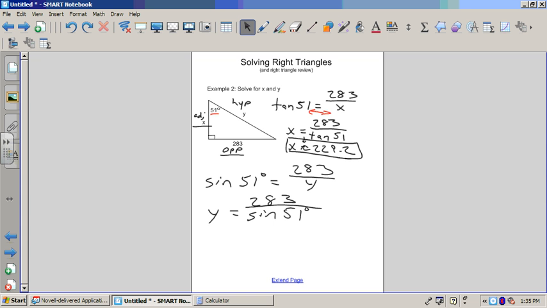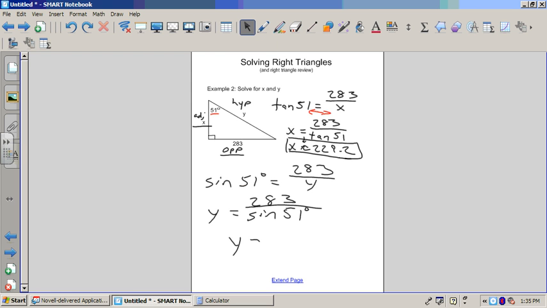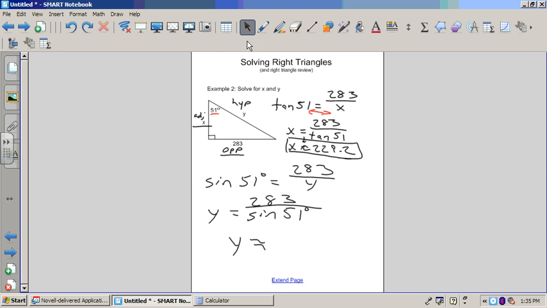Let's plug that in my calculator. Notice that y is the hypotenuse. It better be more than 283. If I don't get a number bigger than 283, I've done something wrong. Here we go. 283 divided by the sine of 51. Can you tell I'm used to using an 83 or an 89? I'm not real used to this calculator, but we're going to go for it anyway. I end up with 364.2 approximately. So y is approximately equal to 364.2.